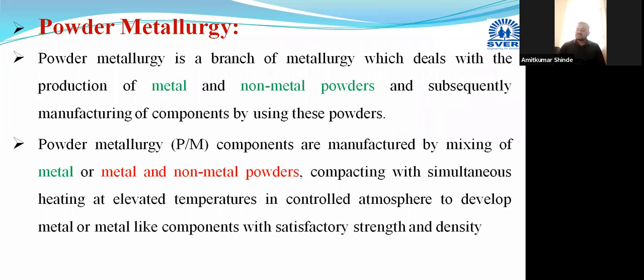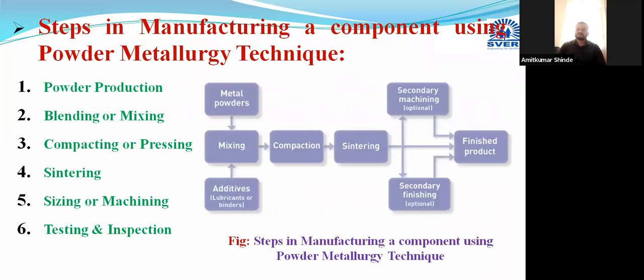Now, generally in manufacturing a component with the help of the powder metallurgy technique, there are 6 general steps involved in manufacturing of any component. These are the steps in manufacturing of a component using the powder metallurgy technique. Generally 6 stages are there. In some specific cases, this number may be more or less, depending on whether some operations get added or some operations get eliminated, but generally 6 stages are there.